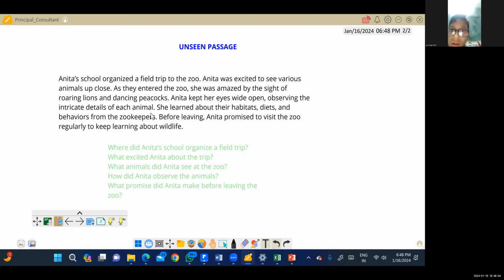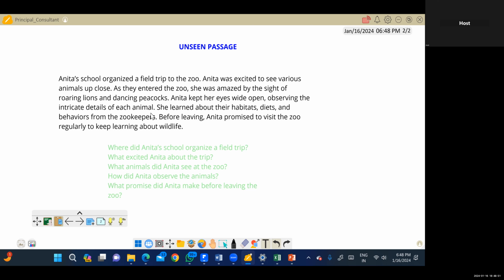Each animal. She learned about their habits, habitats, diets, and behaviors from the zookeepers. Before leaving, Anita promised to keep learning about wildlife. Okay, but Jay, you have to improve your reading a lot because you're not reading paragraphs, you're not sending them to me. Your reading is not improving.